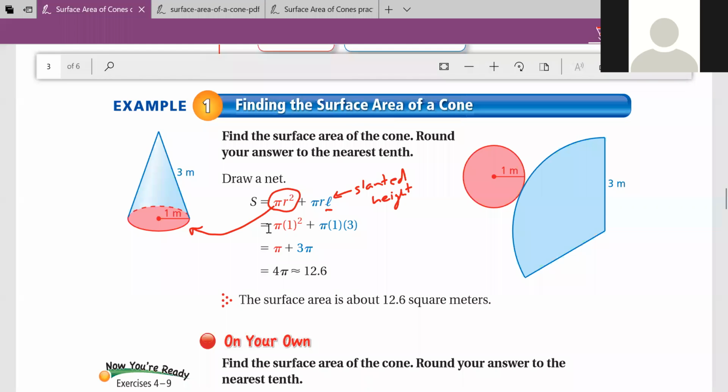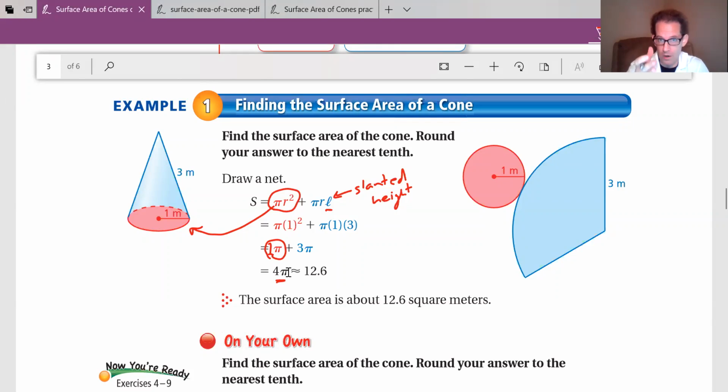In this first example, you have the radius of 1. So this is a really easy example. You'd have pi times the radius squared, which is simply 1 times 1 is 1 times pi. They just write pi, or you could put 1 pi. And then you have this formula plus pi times the radius times the slanted height of the cone. So that would just be 3 times 1 is 3, times pi again. The reason there's a 4 here is because when they write pi, that's really 1 pi. So 1 plus 3 is 4 pi, and then all they're doing is 4 times 3.14 to give you a total surface area of 12.6 square meters.